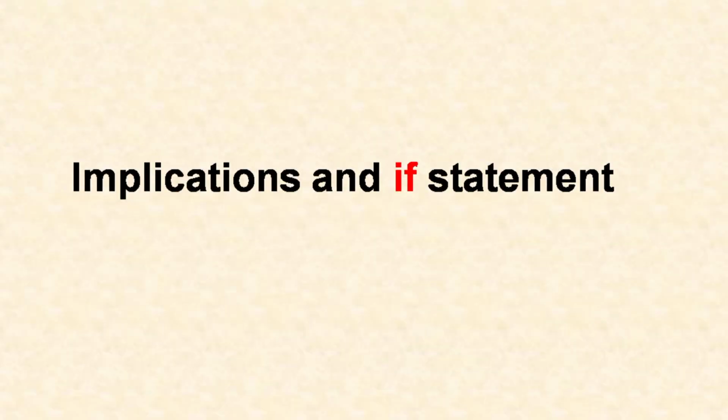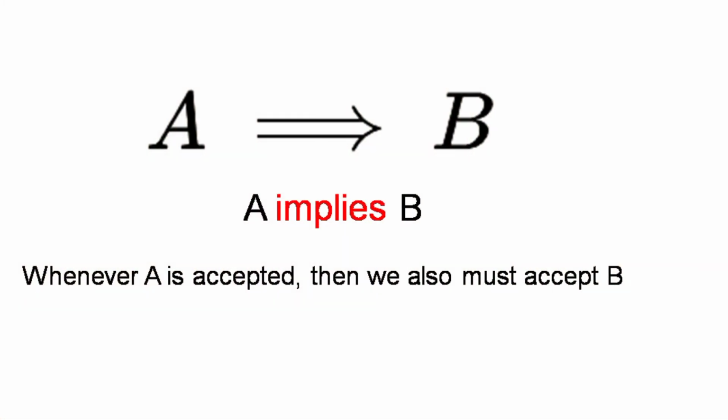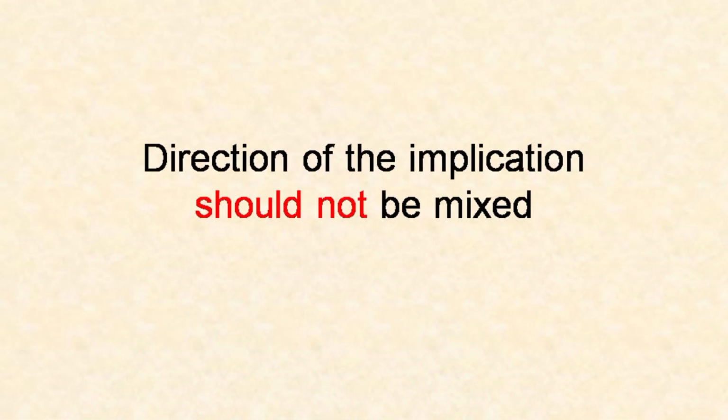Okay, so when we talk about using "if" in mathematical language, right on your screen I would like to show you this: it tells that A implies B. Whenever A is accepted, that means B will also be accepted. So when A and B are two statements, saying A arrow B indicates whenever A is accepted, then we also accept B. Now the most important thing is that the direction of the implication should not be mixed. That means when A is true, B is also accepted, but not the other way round. That doesn't mean that B will be true and A will also be true.